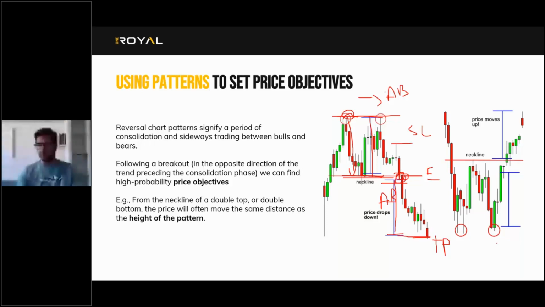You will do the same for a double bottom. You will take the measurement from the bottom until the neckline and drag it until the entry price, which is here, and then you will have an idea where most probably the market will go to the upside, which is the same length of this one. This equals this, okay? Stop loss here, in case of this, maybe you can put it under this low or under this low here.